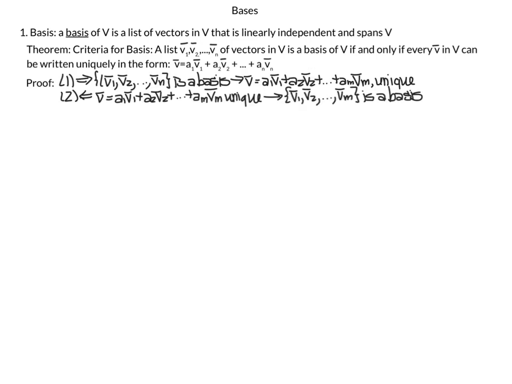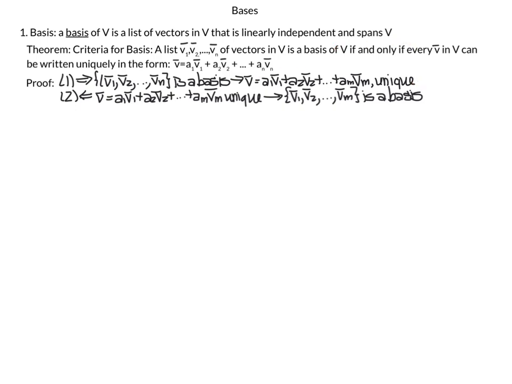The first thing to note is that because of this if and only if, there are going to be two parts of this proof. The forward direction, where we assume a list of vectors v1, v2 up to vn is a basis for V. That should imply that every v in the vector space can be written uniquely as this linear combination, v equals a1 v1 plus a2 v2 and so on, and that this representation is unique.